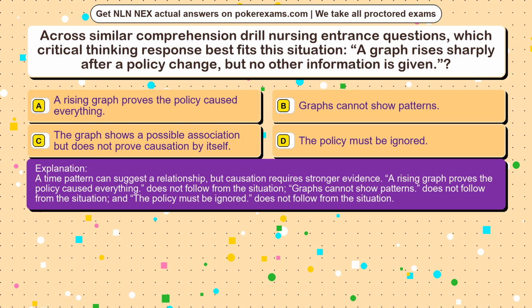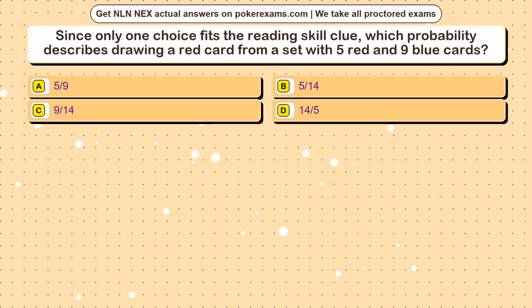Question 21. Since only one choice fits the reading skill clue, which probability describes drawing a red card from a set with 5 red and 9 blue cards? Option A, 5/9. Option B, 5/14. Option C, 9/14. Option D, 14/5.